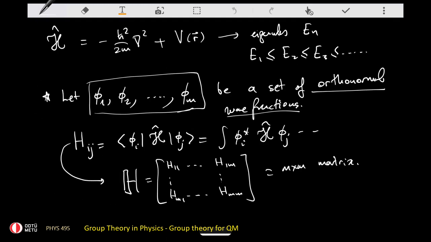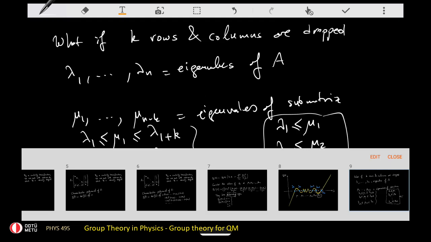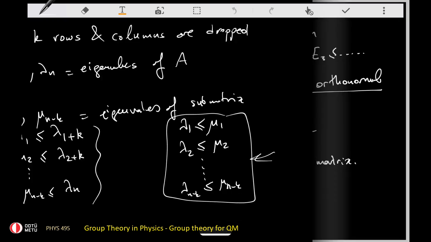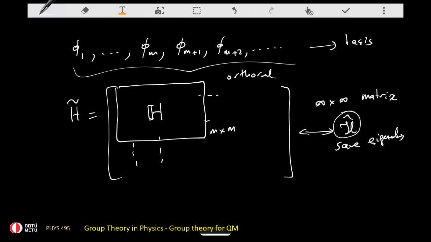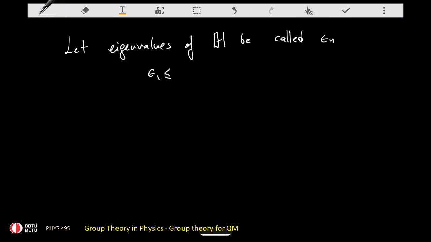All right, so therefore I can then apply this interlacing theorem, but in that case I cannot use this part in here because K is infinite, so that part is not useful, but this part is useful. So I'm just going to write down this form in here. Let the eigenvalues of H be called epsilon n, but of course there are only m of them because this is an m by m matrix.